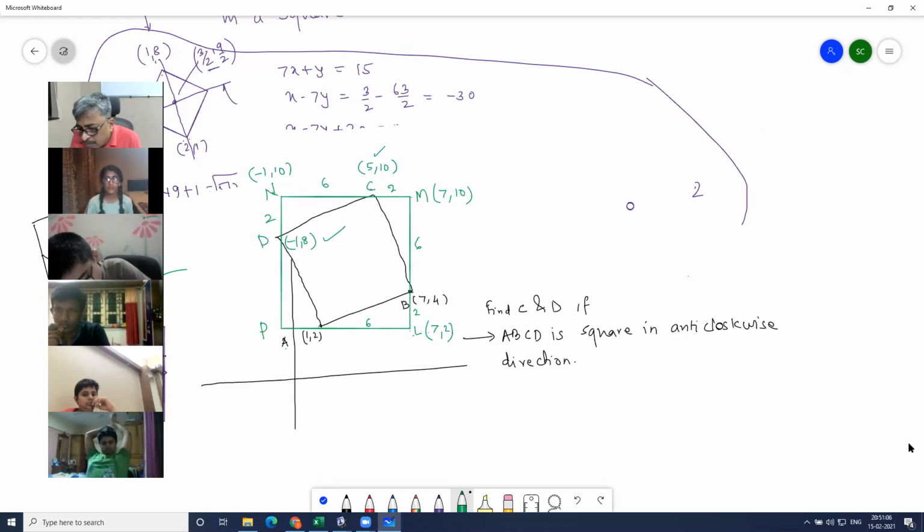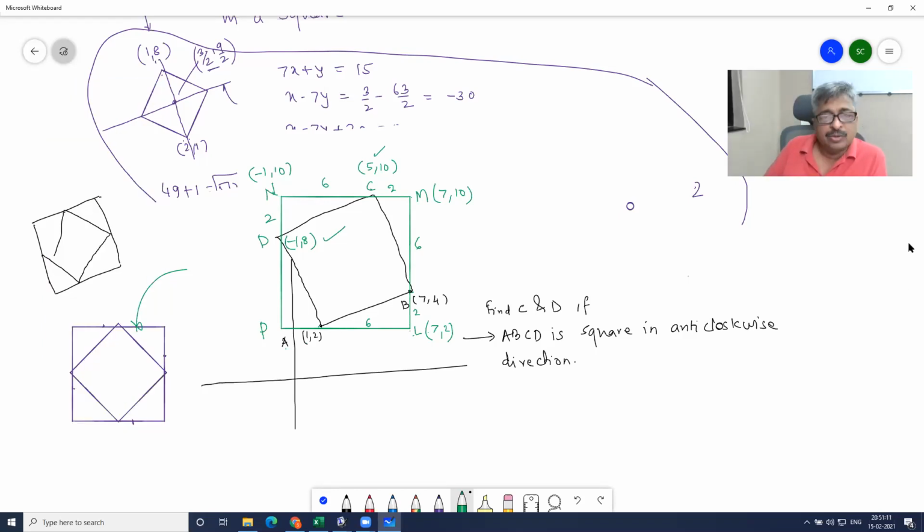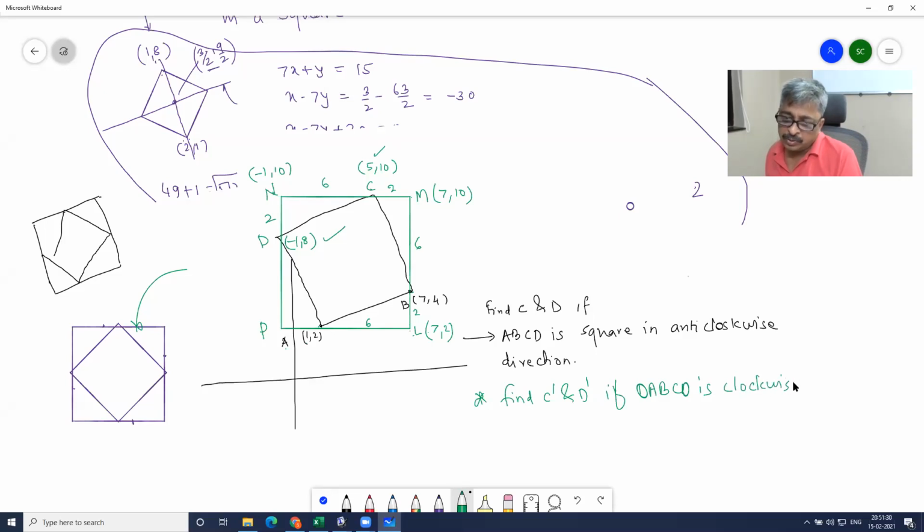Now I have sufficient time, 9 minutes. Find C dash and D dash so that it is clockwise. Next question: find C dash and D dash if ABCD is a clockwise square. Now you should be able to do it quickly. Stop recording.